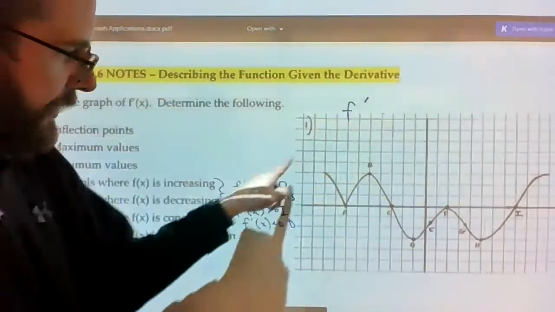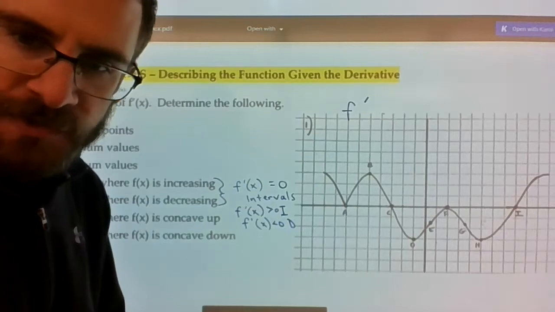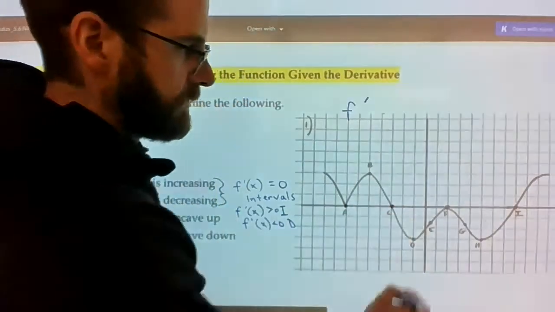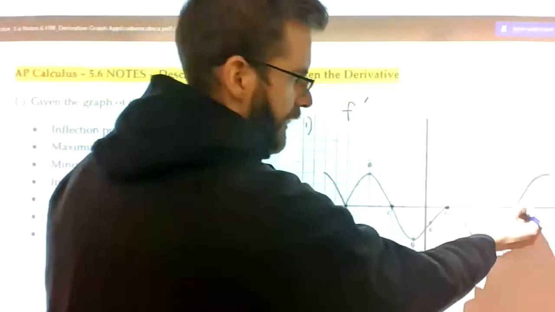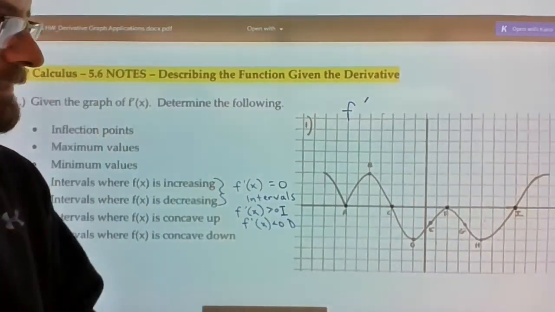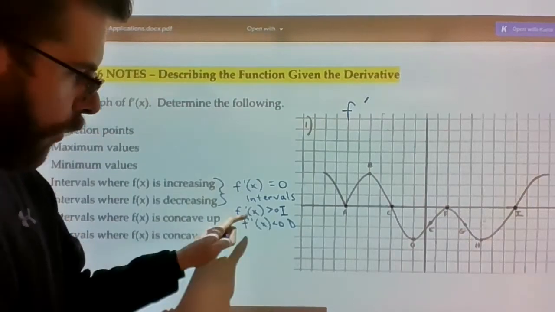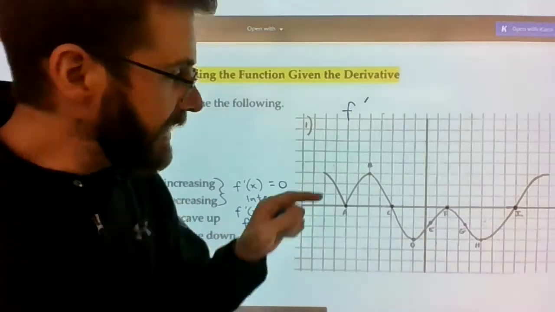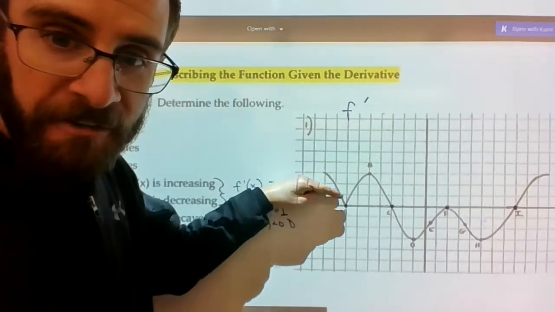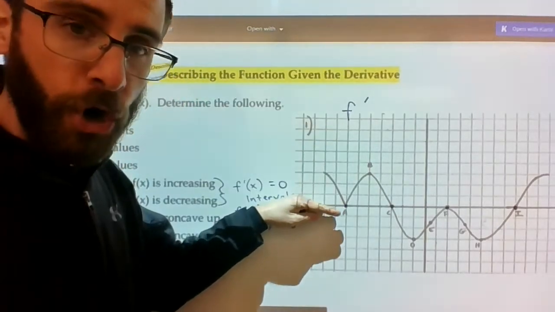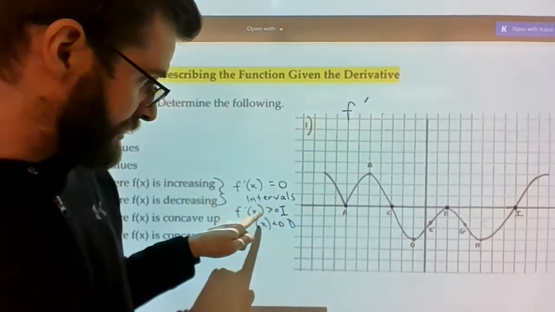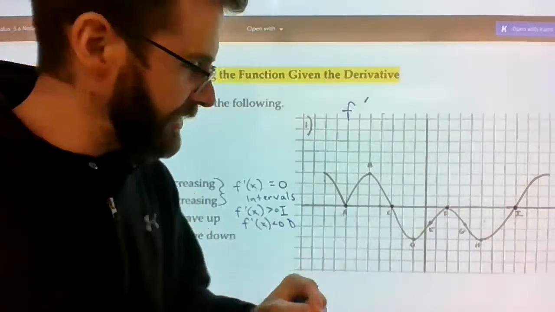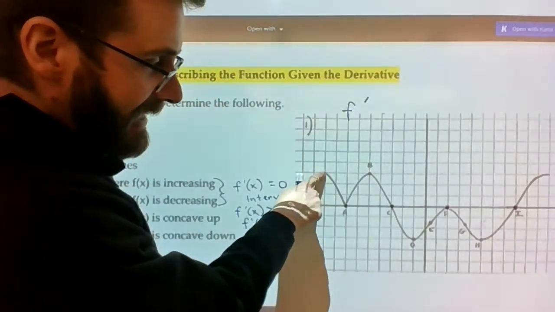So, I've got the derivative graph right here. Where does it equal 0? Here, here, here, and there. Where is the derivative greater than 0? Where is the derivative above the x-axis? Where is the curve above the x-axis? That's where it's increasing. So we are increasing wherever you're above the x-axis.